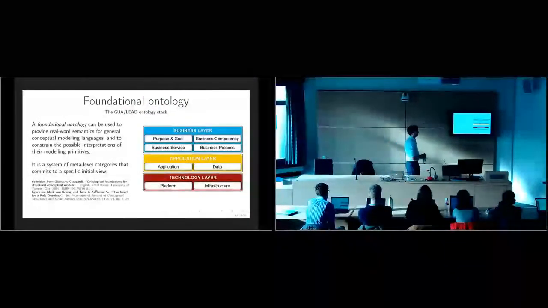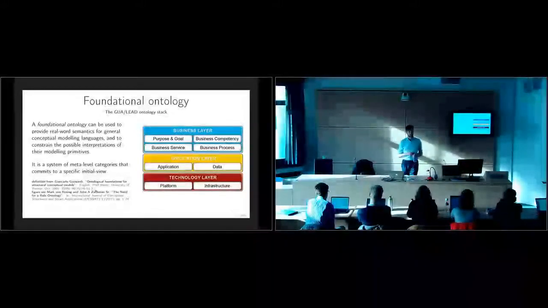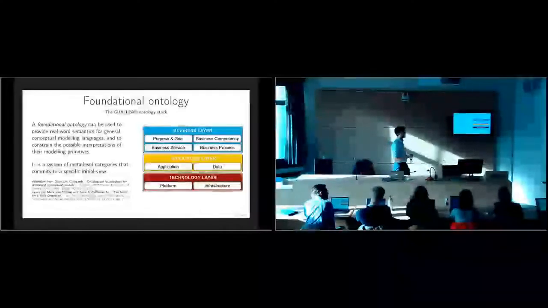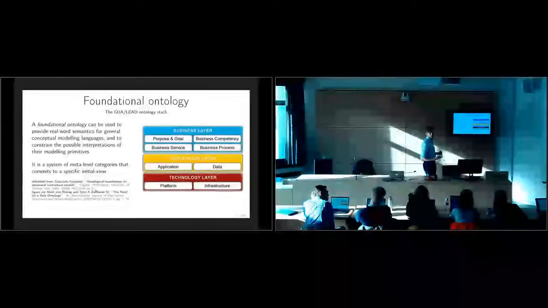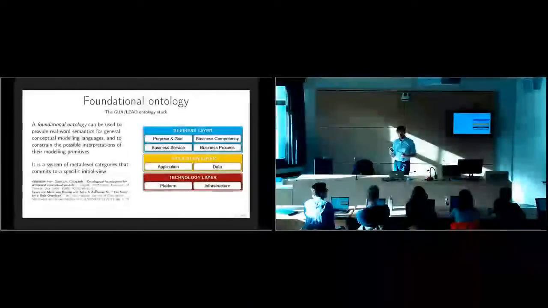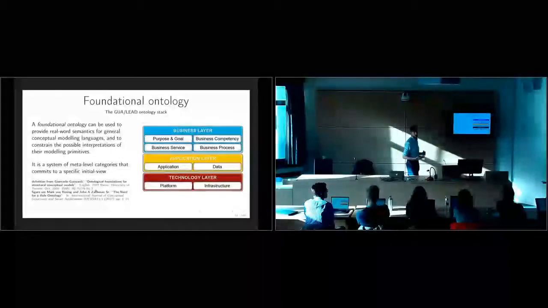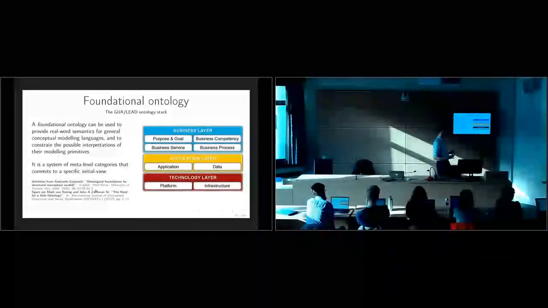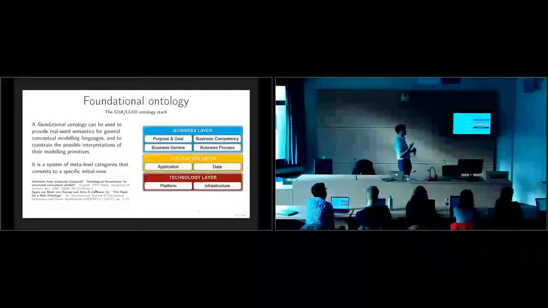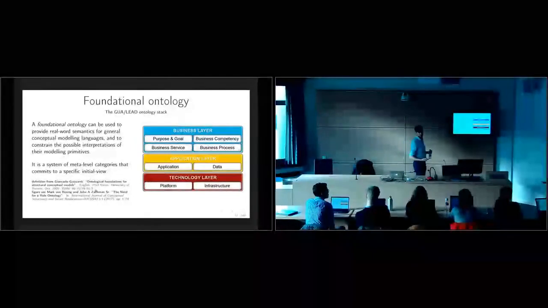Then our foundational ontology is also the same for every application. In the foundational ontology, we have these concepts. We have 3 layers: business layer, application layer, technology layer. When we talk about business, we talk about 4 things: purpose and goal, business competencies, business services, business processes. When we talk about applications, we talk about the applications themselves and their data. When we talk about technology, we talk about technology platforms and infrastructure.